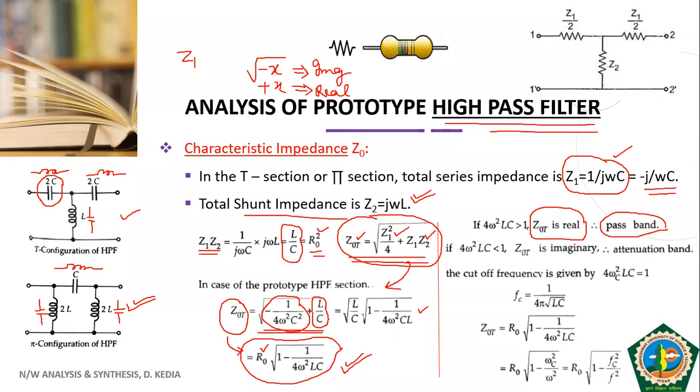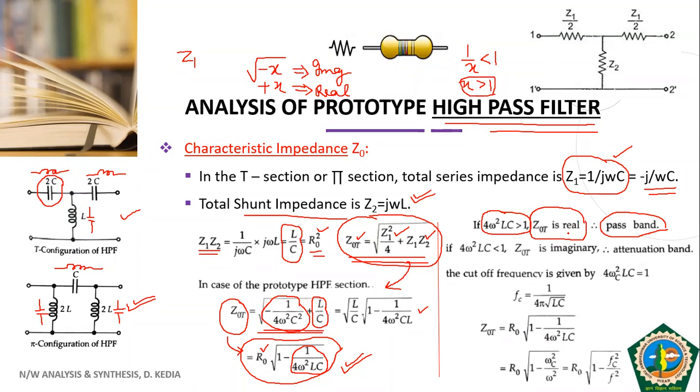Correct? So here we have 1 minus. It means for this to be real, this value 1 by 4 omega square LC should be less than 1. If it should be less than 1, that will give us that 4 omega square LC should be greater than 1. I hope you understand. If I say that 1 by x should be less than 1, that means your x should be greater than 1. I hope you have followed this. So the same logic applies here.